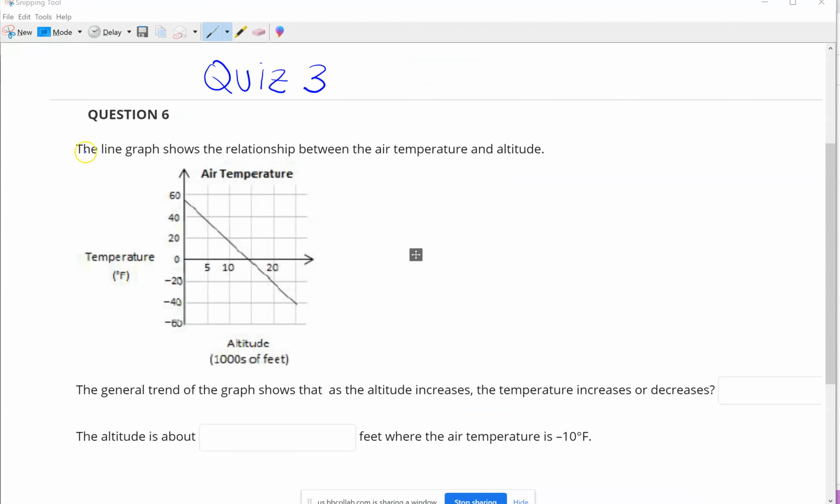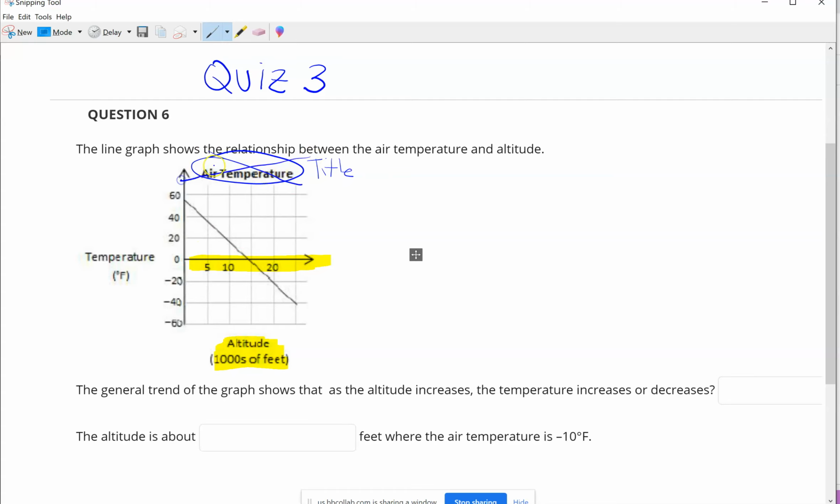But it says the line graph shows the relationship between air temperature and altitude. Now, this is what's tricky for me. What are these numbers representing here? It's representing altitude in feet. But what threw a lot of students off, I think, is that the title up here, this is the title of the graph. But see how the title's running horizontal and that line is running horizontally? I think some people saw that as air temperature.